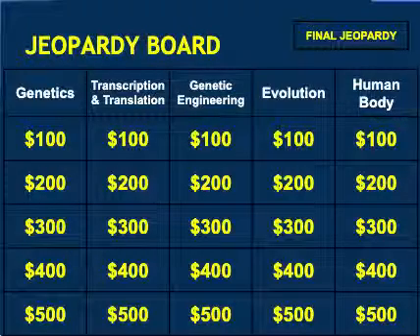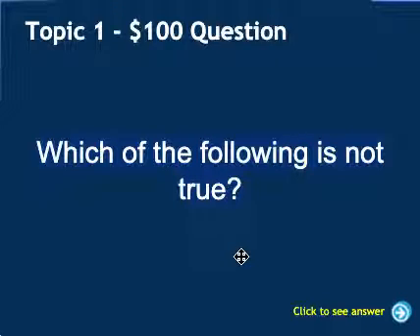These will be the topics on the test: genetics, transcription and translation, genetic engineering, evolution, and the human body. There'll be a total of 30 questions on the test, and this PowerPoint will go over 26 of them. So we're going to go ahead and get started.